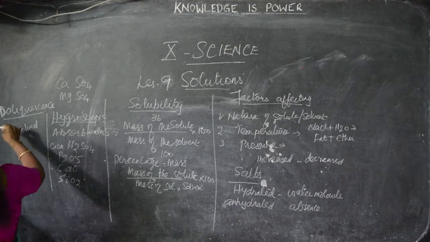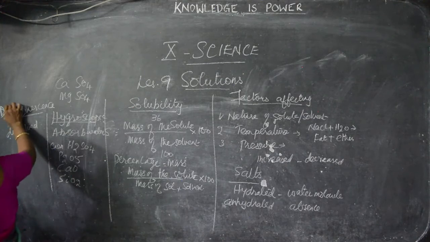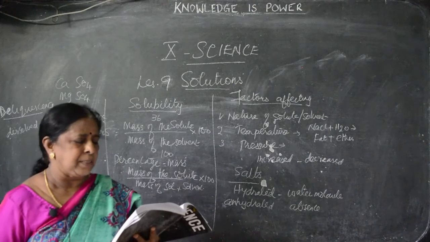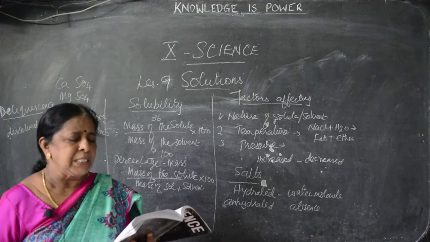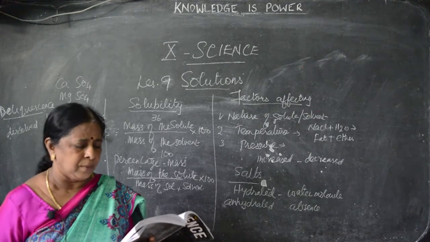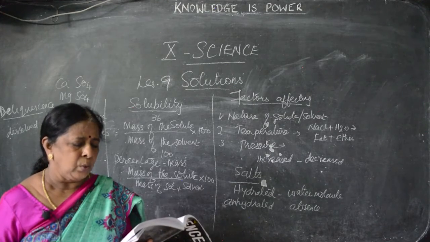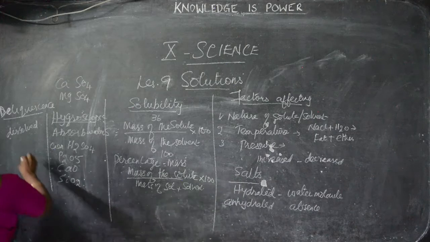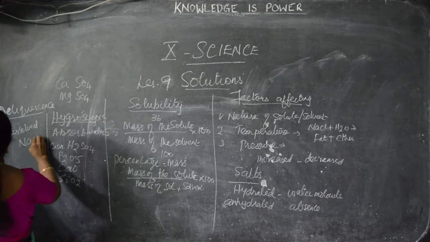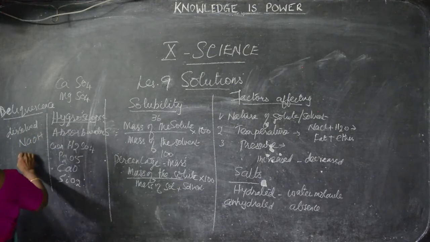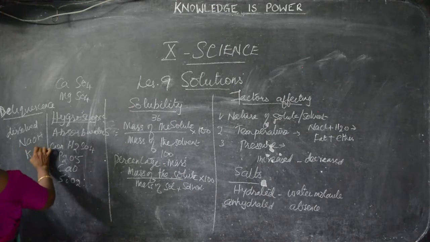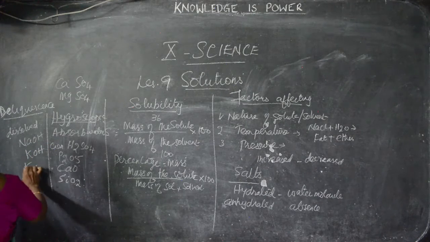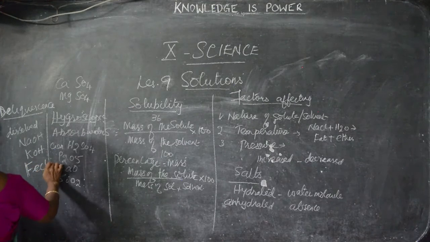Deliquescent, D-E-L-I-Q, don't think of some other letter. For example, what are the deliquescent substances? They lose their crystalline shape and ultimately dissolve in water, when the temperature is low and the atmosphere is humid. Examples: caustic soda, that is sodium hydroxide, NaOH, caustic potash, KOH, potassium hydroxide, and ferric chloride, FeCl3. Fe means iron.